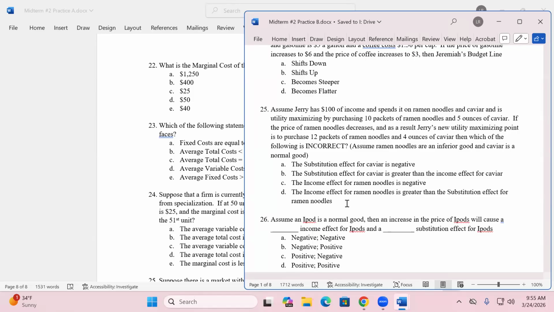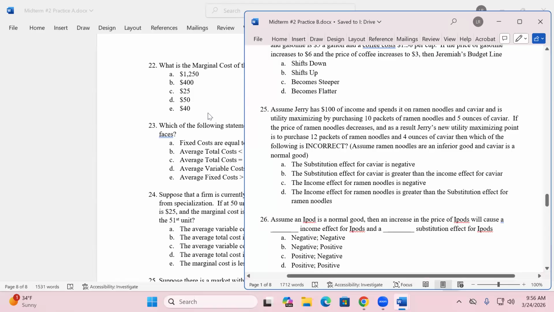So if both of these were inferior, what would happen? My real income goes up, I would buy less of both. So it's still the same kind of concept and thought process. We would just have different combinations of what direction those quantities could change. Any other questions on this one before we keep moving?